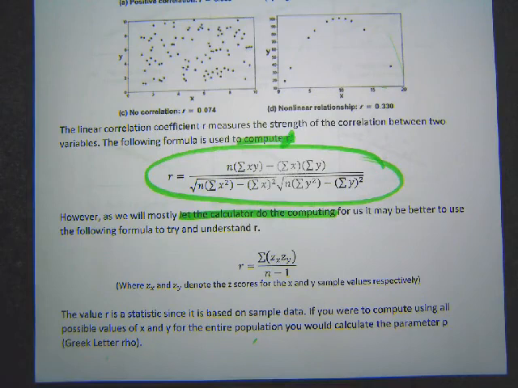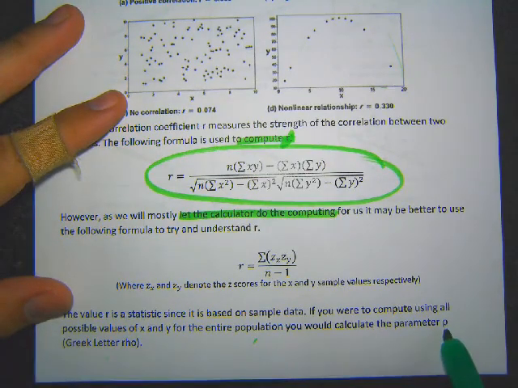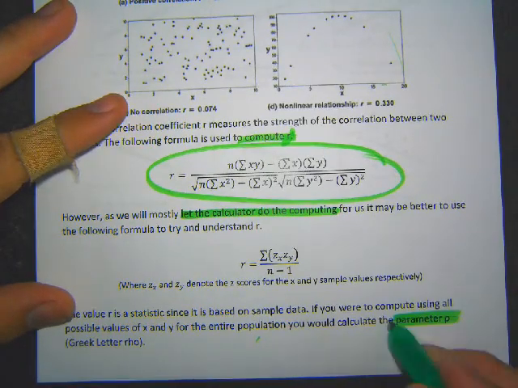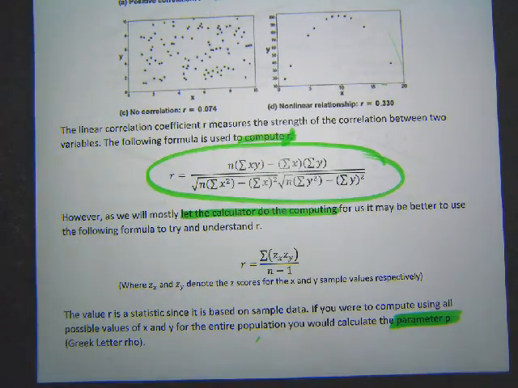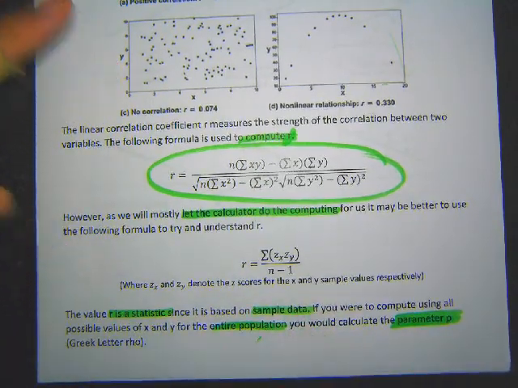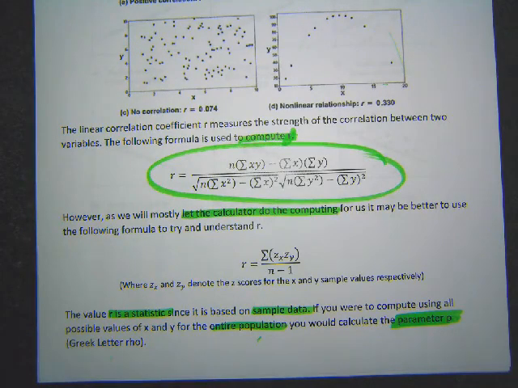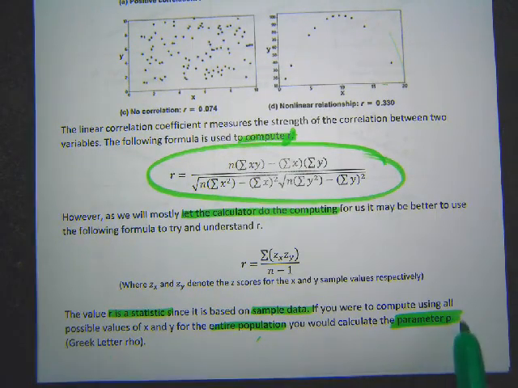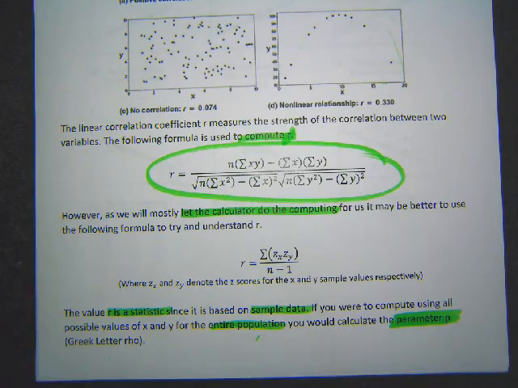The parameter, the value for the whole universal collection, the whole population, is actually this Greek letter rho. So the parameter rho is what we measure for the whole set. That'd be the entire population. R is just a statistic based on sample data. So we'll see later that we'll use R when we calculate from our sample, and then make estimations about what the parameter value rho is for the entire population. It looks like P, but it is the Greek letter rho, not a P. It's a little weird curve here. So that parameter rho is the value for the entire set.